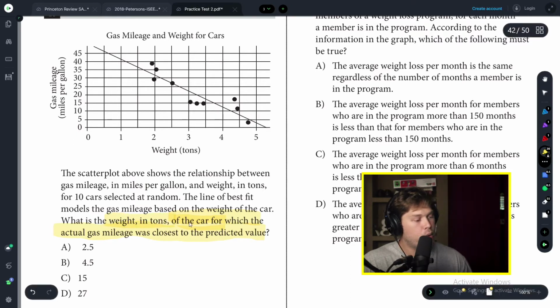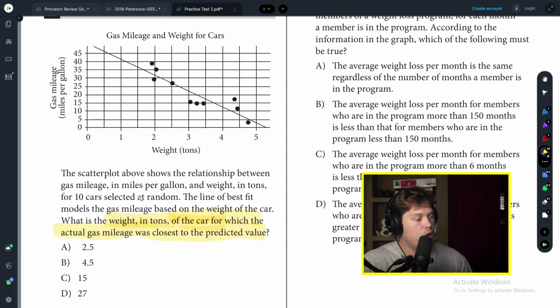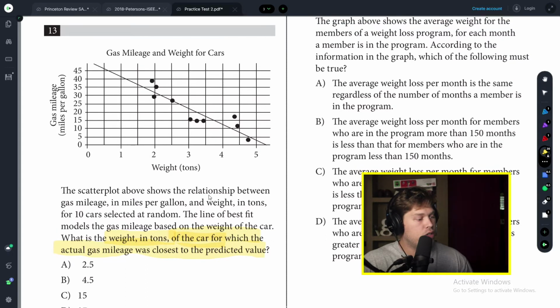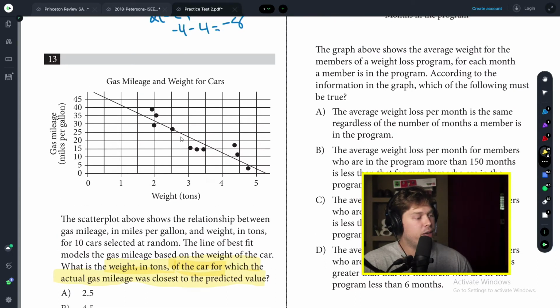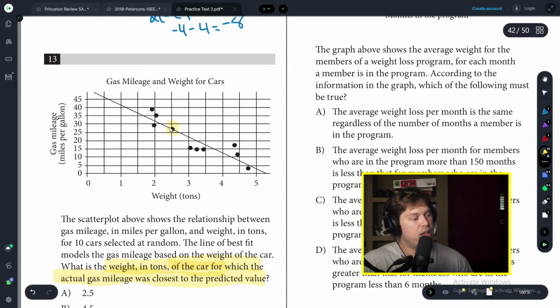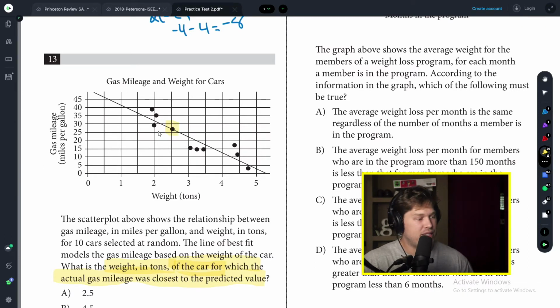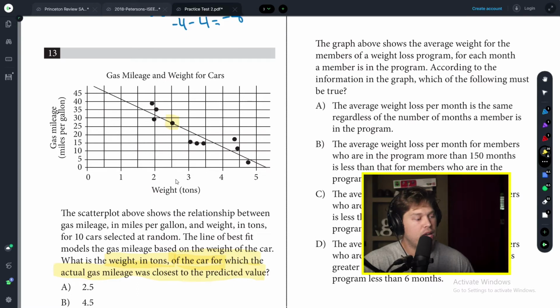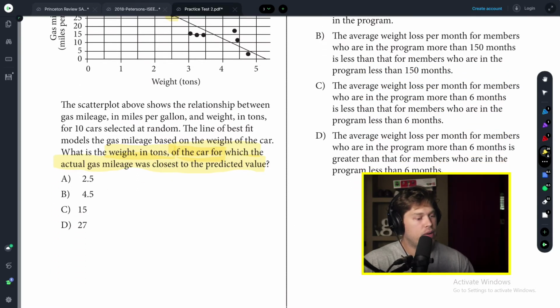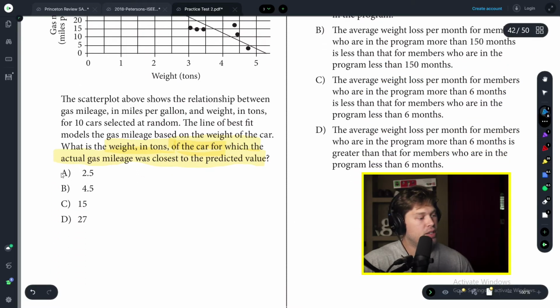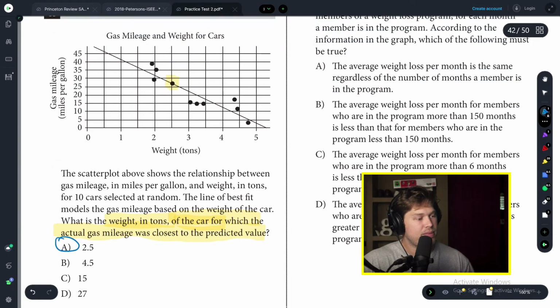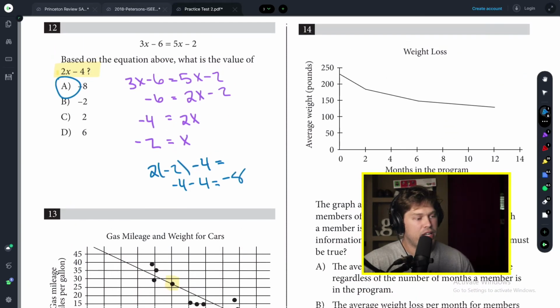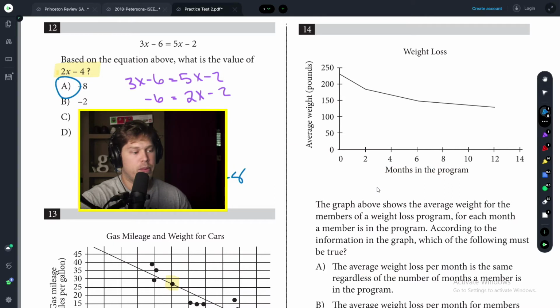So we're looking for the weight in tons of the car which the actual gas mileage was closer to the predicted value. That's of course going to be the input which is smack right down on the line of best fit. And if we're looking for the weight, well, the weight is halfway between 2 and 3, so 2.5 tons is the weight of the car. Our answer is choice A. Okay, number 14.